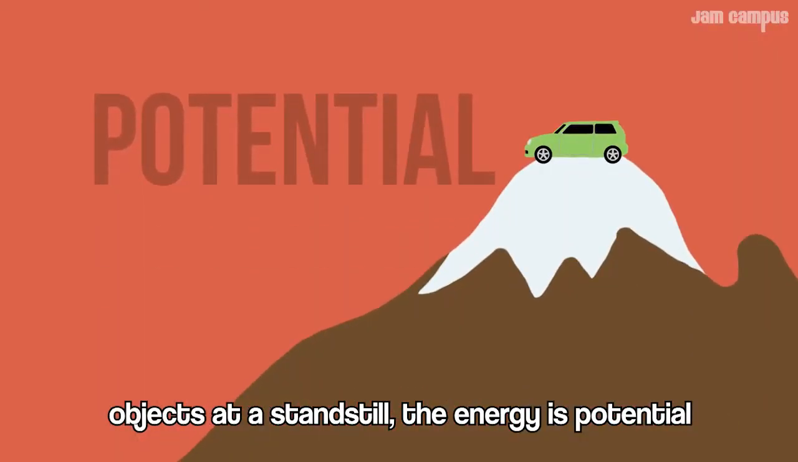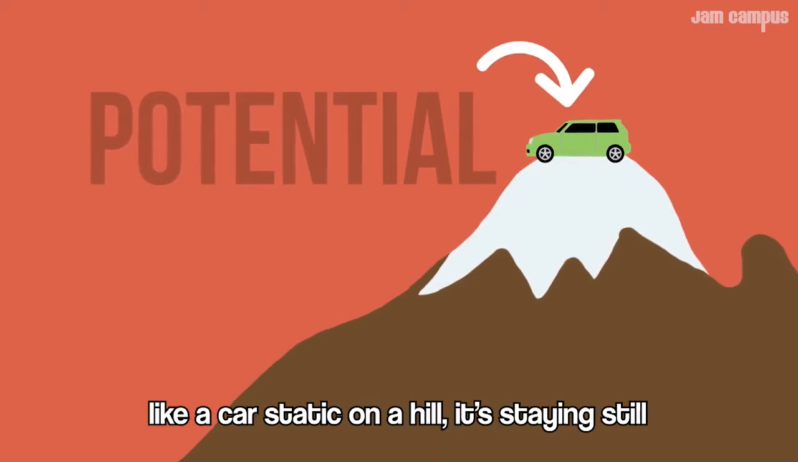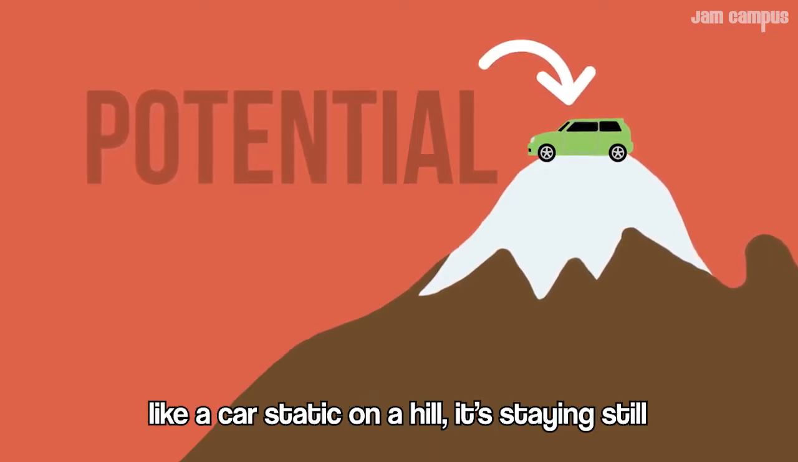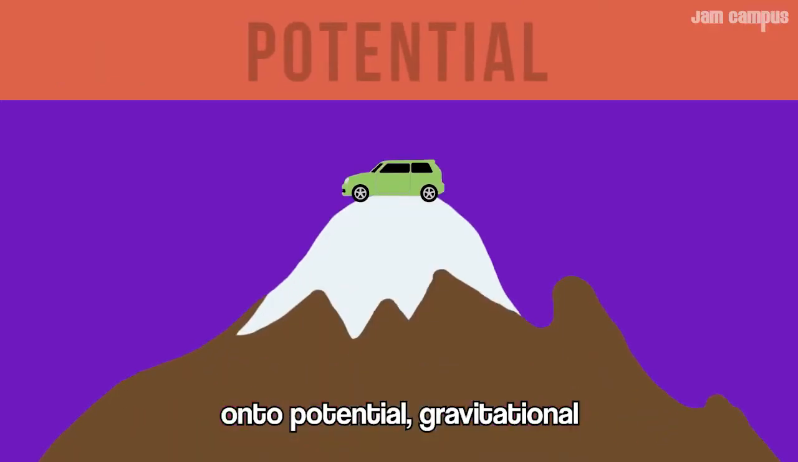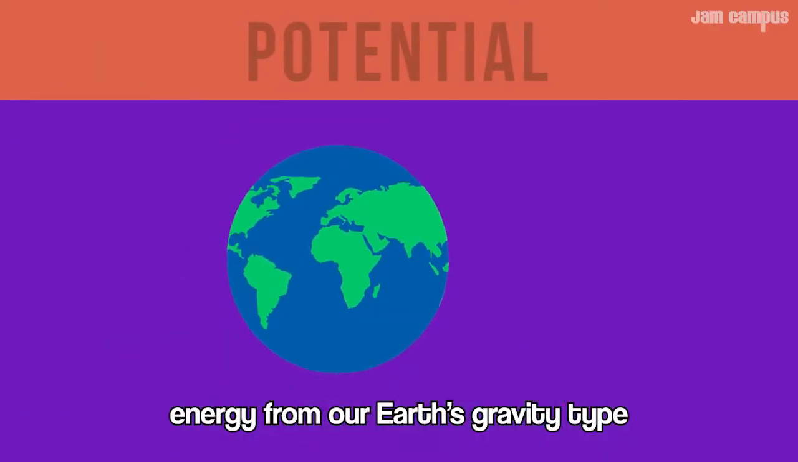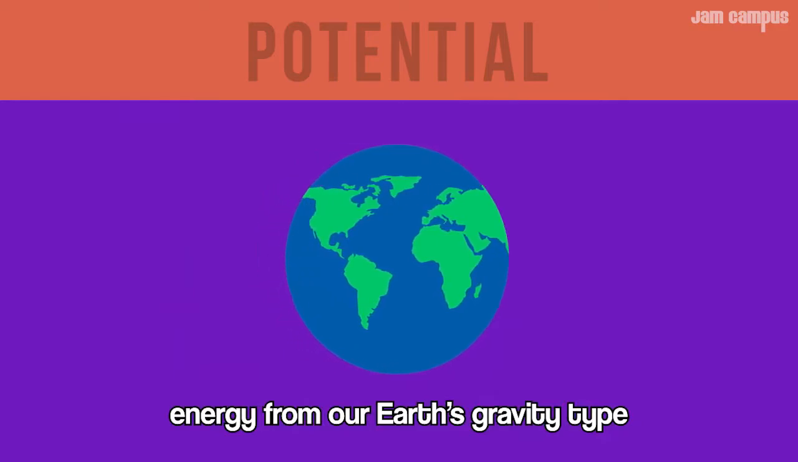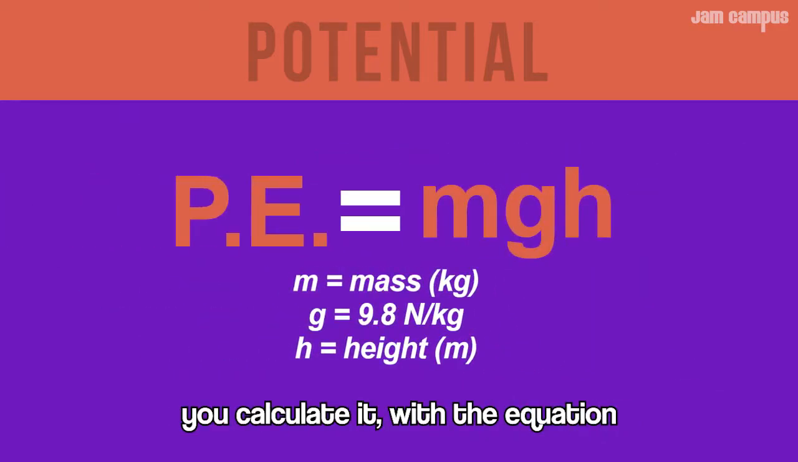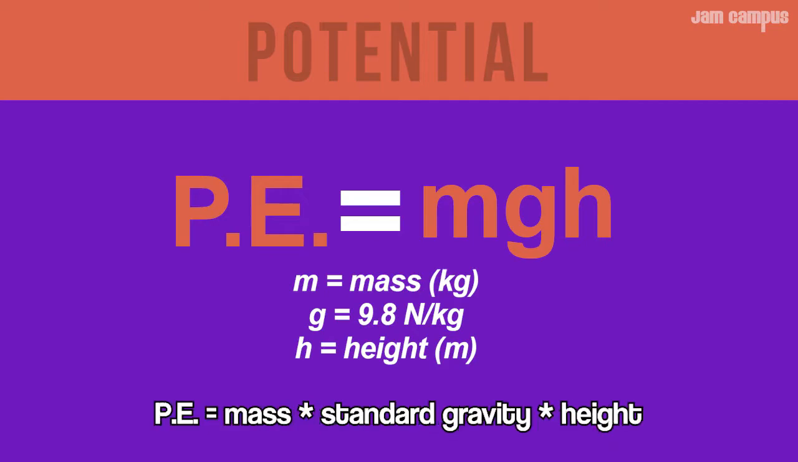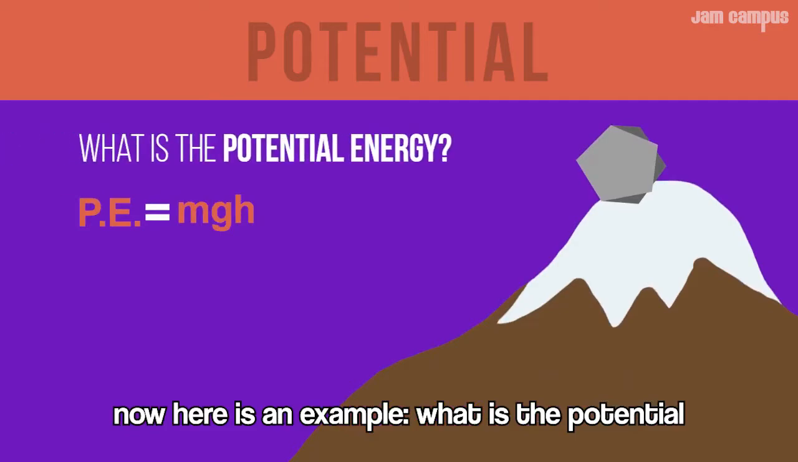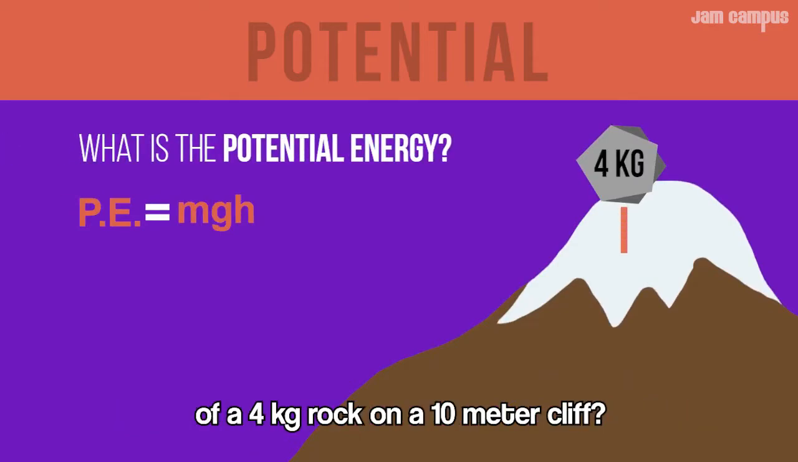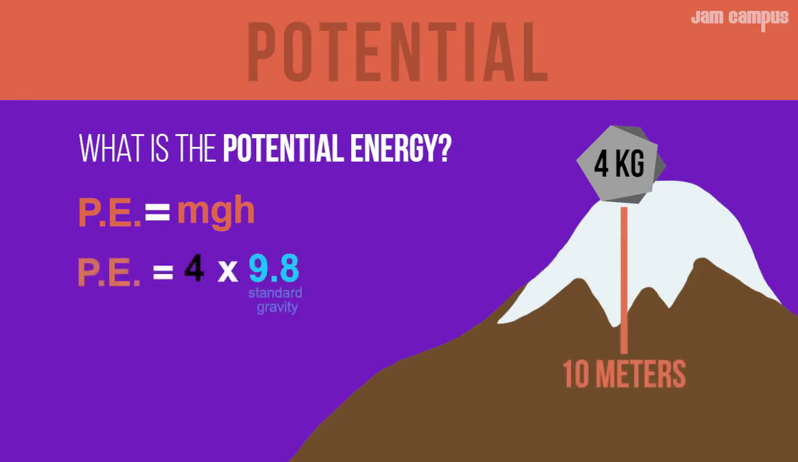Objects dancing with energies, potential like a car static on a hill. It's staying still. Onto potential, gravitational energy from our Earth's gravity type. You calculate it with the equation. Mass times standard gravity times height. Now here's an example. What is the potential of a 4 kg rock on a 10-meter cliff? 4 times 9.8 times 10.